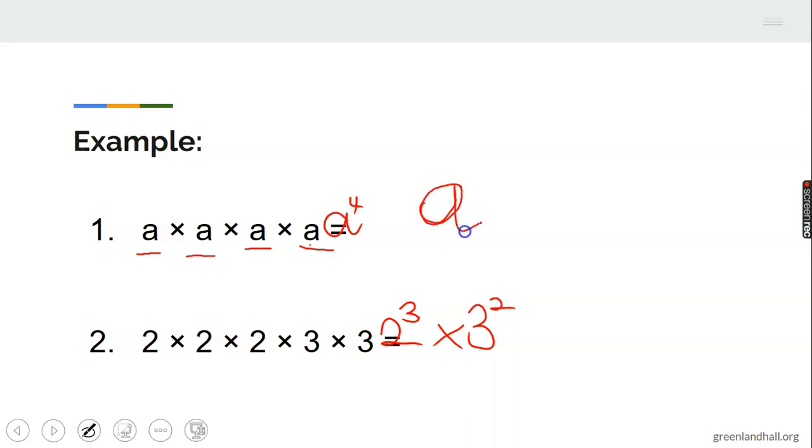I'm going to make it big so that you can see it very well. A raised, okay, this doesn't look like A. Let me clean it.